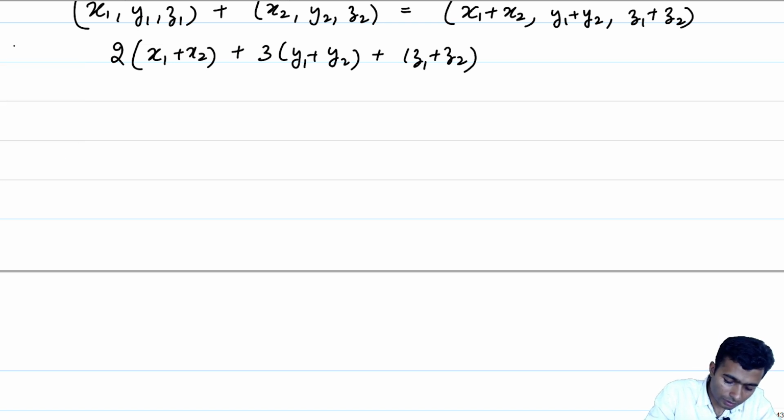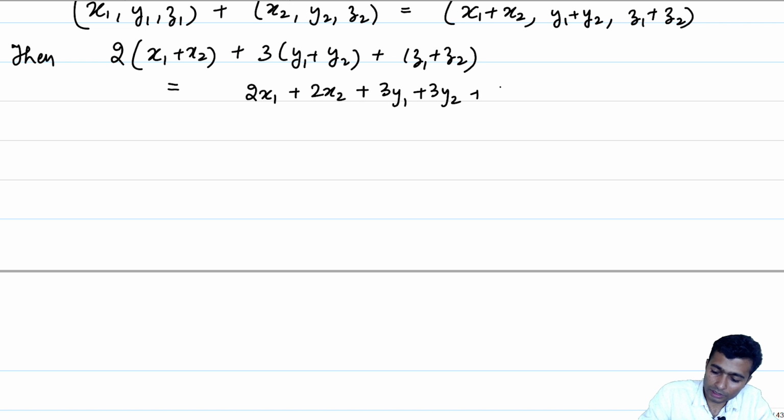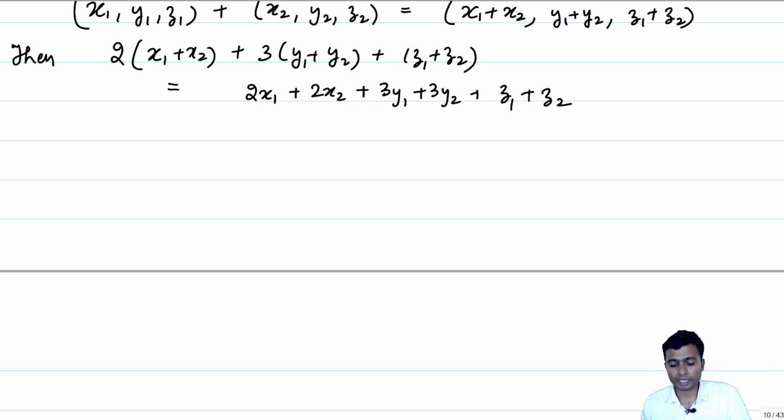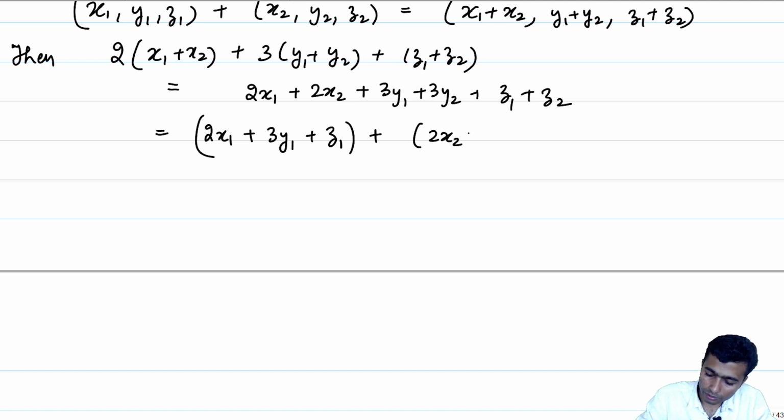Then this is what will happen. This is equal to, let us write it out, 2x1 plus 2x2 plus 3y1 plus 3y2 plus z1 plus z2. Notice that all these are scalars. 2x1 is a real number, 2x2 is a real number, 3y1 is a real number, 3y2 is a real number, and so on. And the addition is commutative, and using that we can write this as (2x1 plus 3y1 plus z1) plus (2x2 plus 3y2 plus z2).